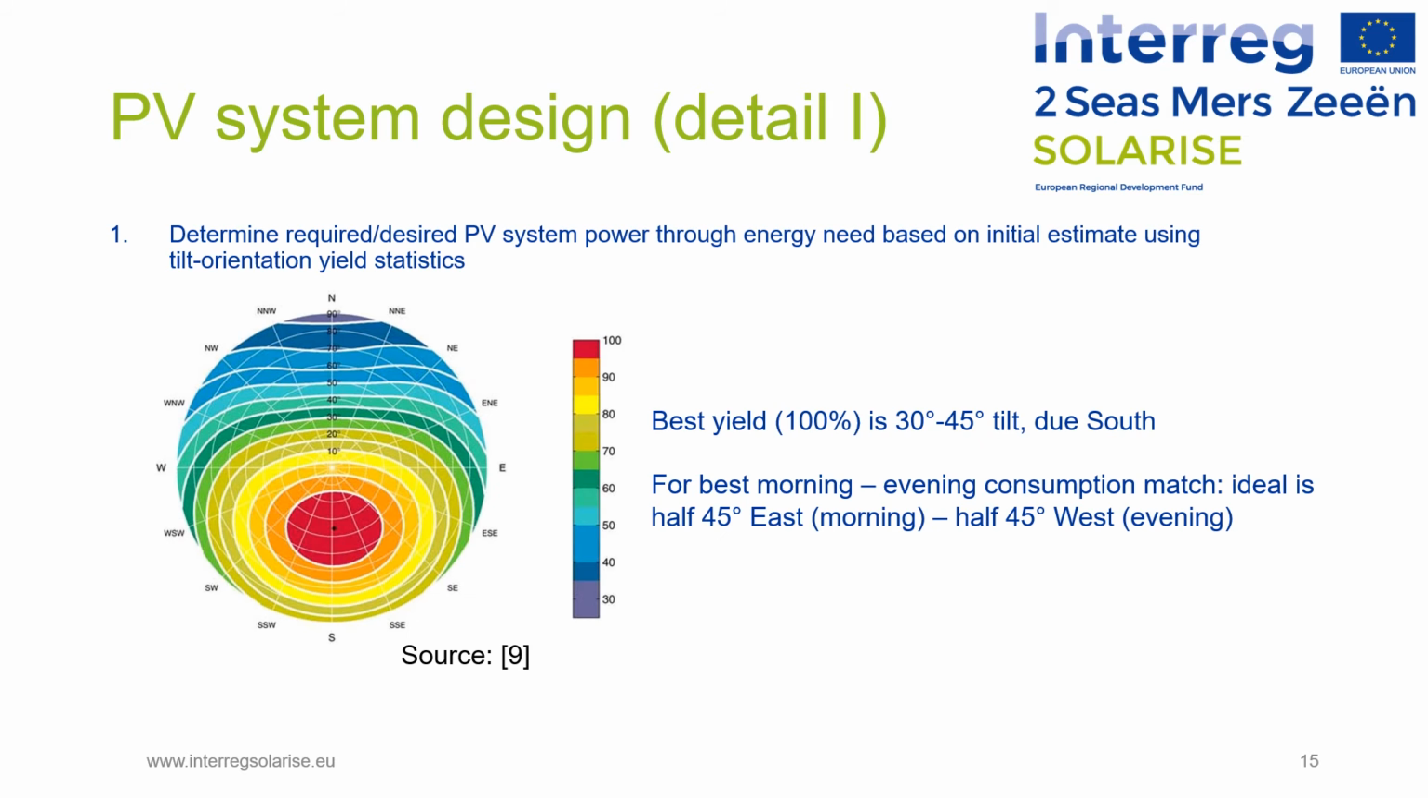If we look in a bit more detail, this is an example for Belgium where you can see that the best yield or 100% can be achieved for a PV module or PV array oriented due south with a tilt angle of 30 to 45 degrees. However, for the best morning or evening consumption match, the ideal is that half of your system is oriented at an angle of 45 degrees east and the other half 45 degrees west. And with that, you manage to achieve both maximum production in the morning as well as maximum production in the evening.